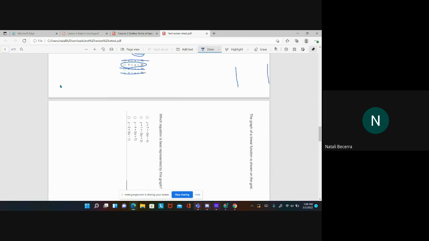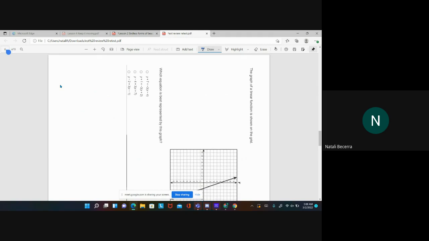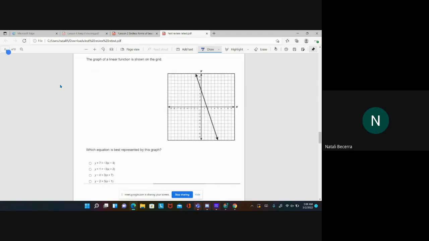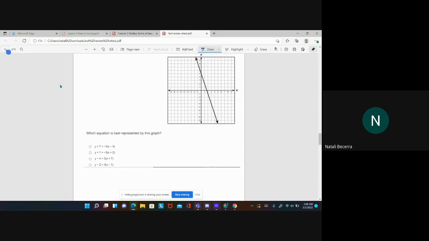Let's see, moving on. All right, we got to flip it back now. Okay. The graph of a linear function is shown on the grid. Which equation is best represented by this graph? So for this one, you would use decimals, or you could do it by hand. But for this video, I'm only going to show you how to do it in decimals because I don't want to make the video too long.